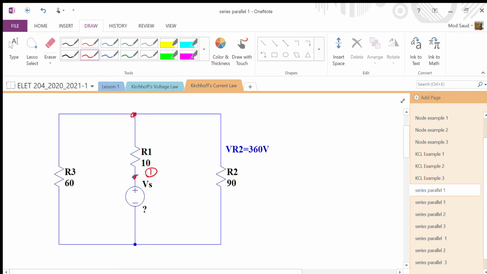Node number 1, 2, this is 1, 2, and this is 3. All of them are 3. So 3 nodes. Is the circuit series? There are nodes with more than 2 elements, so no way it is series. Is it parallel? Nope. It is not parallel, it has more than 2 nodes. So this circuit is series parallel.